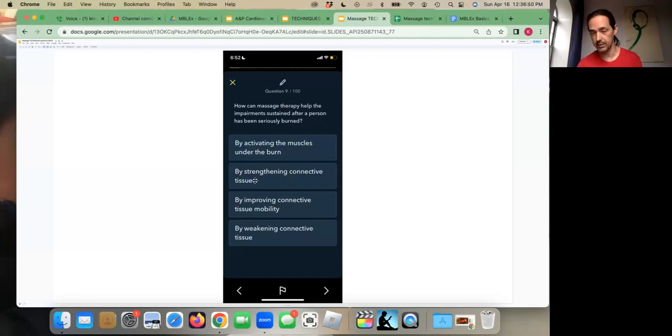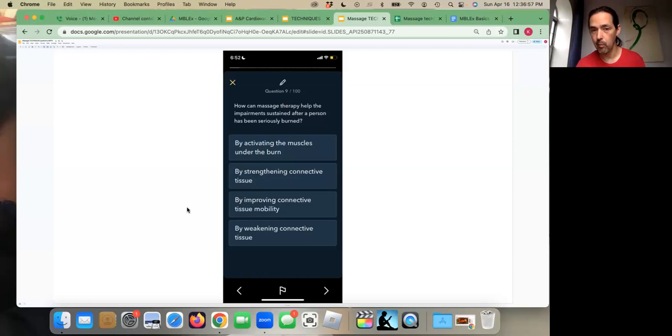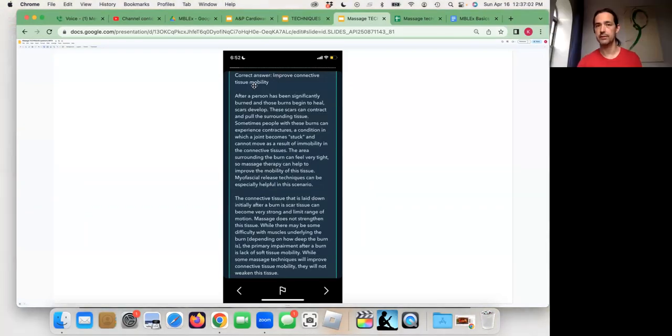You still think it's B, Emmy? Yeah. What's that, Rosie? By improving connective tissue mobility. That's correct. So it improves connective tissue mobility.